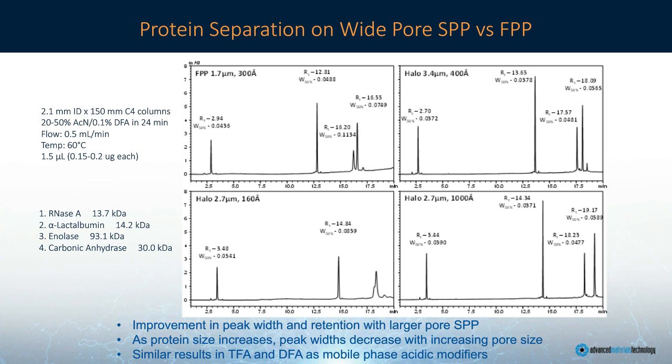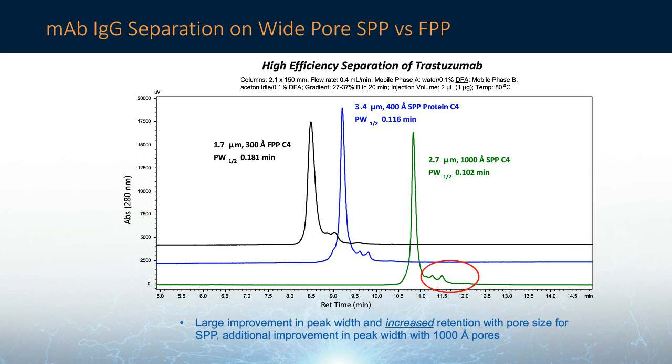And as the protein size increases, the peak widths decrease with increasing pore size. And these results have also been observed for TFA as well as DFA. Now, as we take a look at a larger biomolecule, in this case a separation of trastuzumab, we can compare the effects on a fully porous particle versus that of the superficially porous particle.